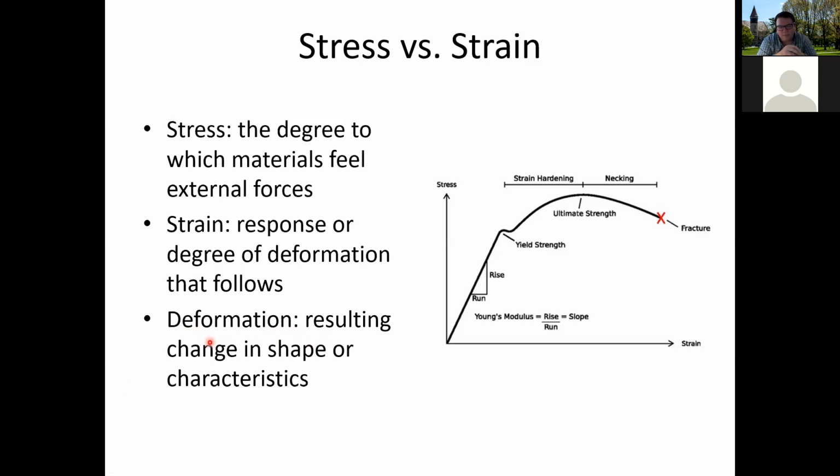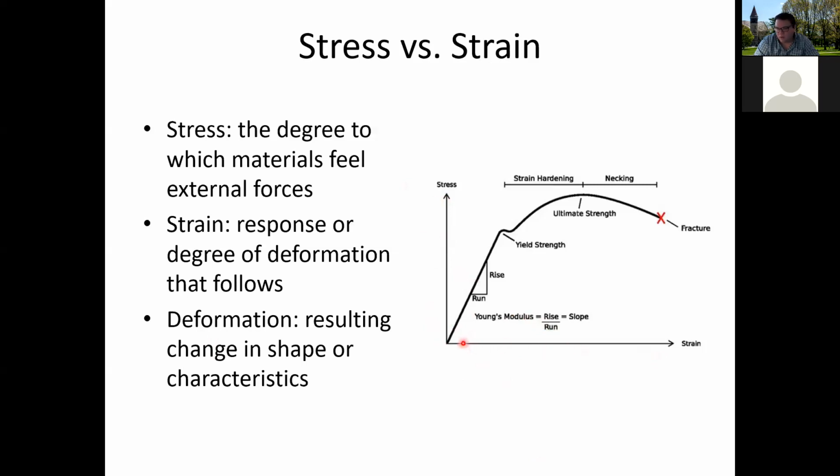So an example of this would be fracture, breaking, or rupture. Another example in terms of change of characteristics is metamorphism, one type of mineral to another. And this is called Young's modulus. You don't need to know this for this class by any means. It basically compares the stress, the degree to which materials feel forces, to strain, or the degree to which they respond.